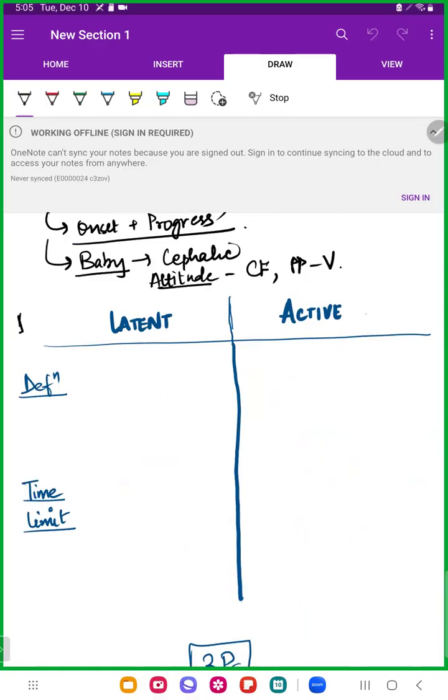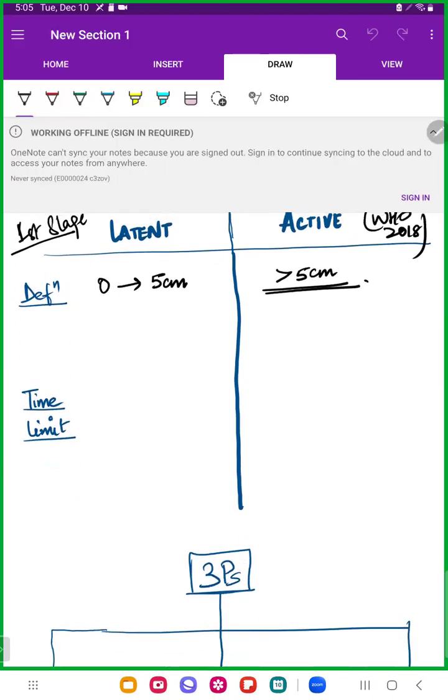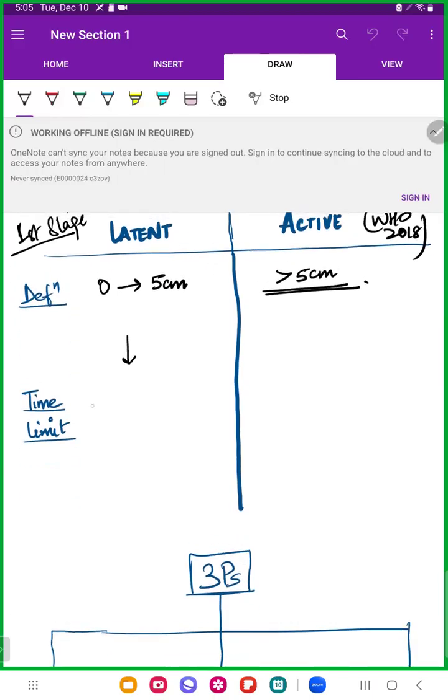Now, as we already talked about, the first stage has two phases, latent phase and active phase. So how do we define the latent phase? As per WHO 2018, the latent phase starts from an undilated cervix till 5 centimeter dilatation. And beyond that, it is called the active phase, right? So is there any time limit for which the female can stay in the latent phase? No. They haven't given any time limit for this.